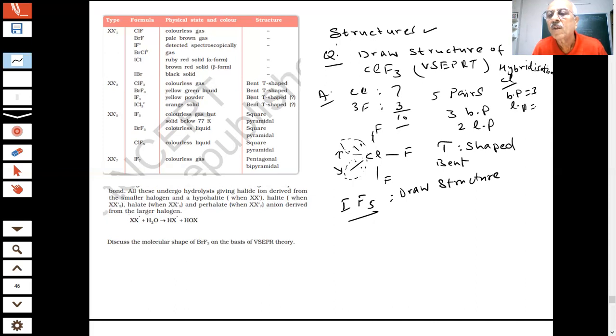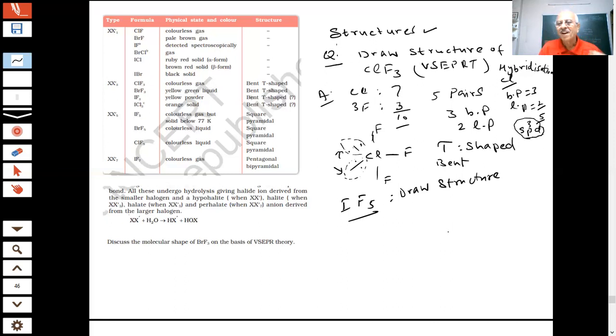How many fluorine lone pairs? There are two lone pairs, total five. When there are five, what is the hybridization, students? sp3d. No problem, I could do it in many ways.